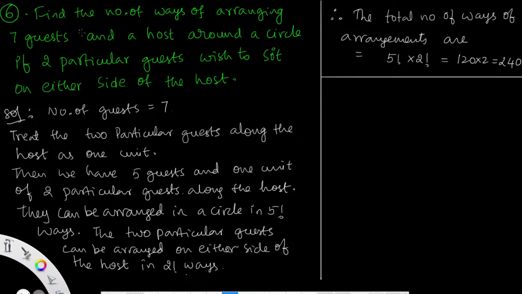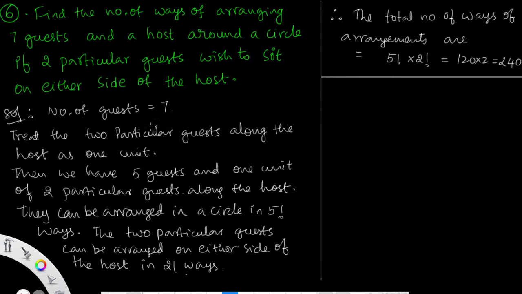Next go to the sixth question. Find the number of ways of arranging 7 guests and a host around a circle if two particular guests wish to sit on either side of the host. So two particular guests wish to sit together, either side. This means treat them as one bundle.